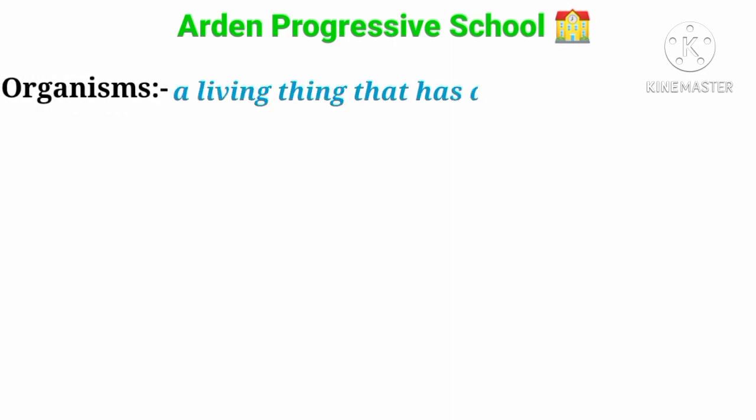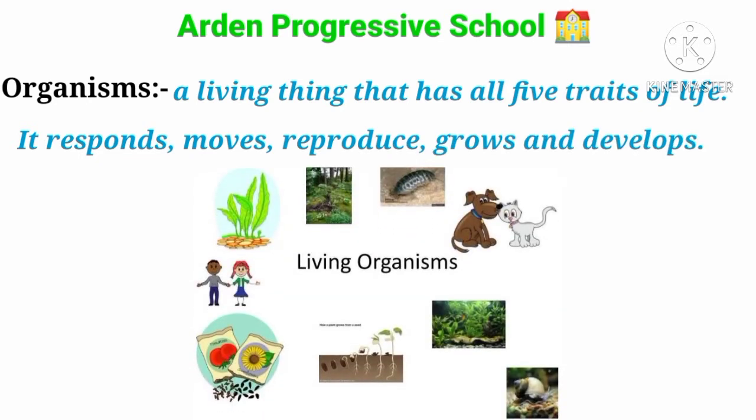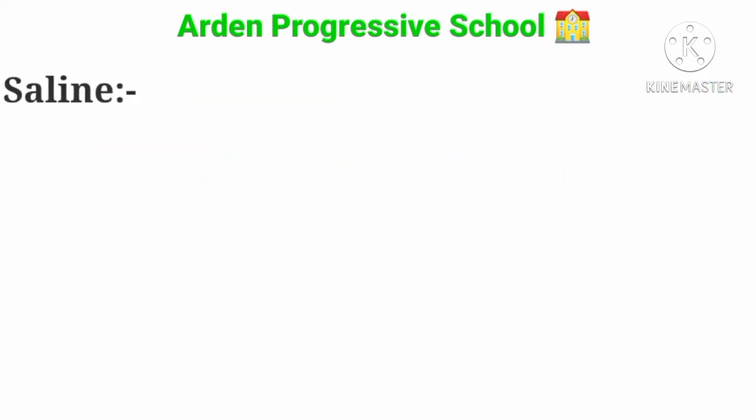So, your first definition is organisms. A living thing that has all five traits of life. It responds, moves, reproduces, grows, and develops. So, in the image, you can see.